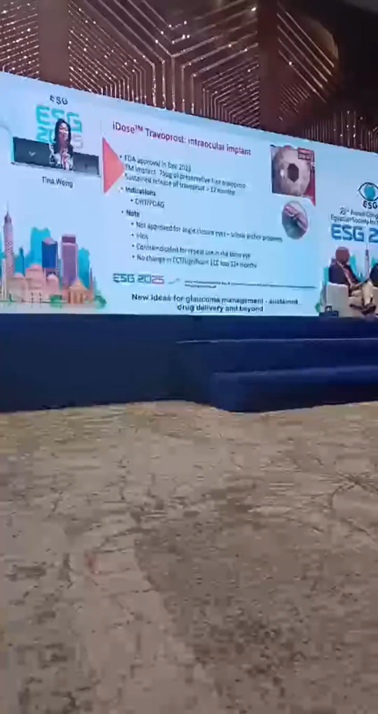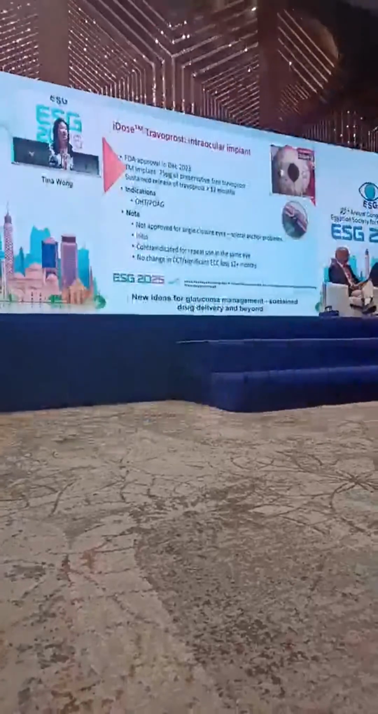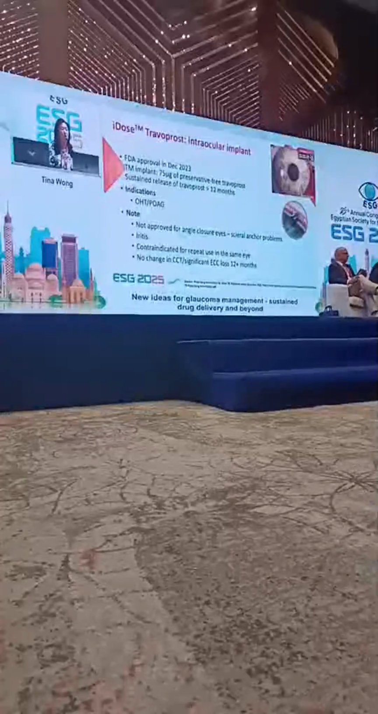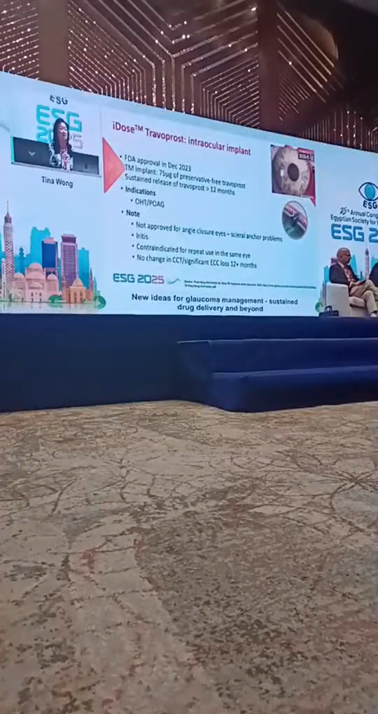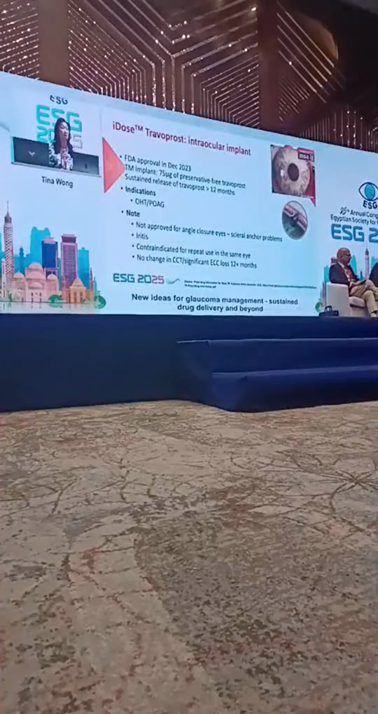The second one is iDose by Glaukos. This is a travoprost intraocular implant, and it was approved a few years ago. This implant has a similar application to MIGS, which is the eye stent. It's a surgical procedure; you have to take the patient into the operating theater. Again, it is only approved for open angle eyes, not angle closure, and this one particularly because of scleral anchoring problems of the device. Again, they can stimulate some iritis, at least in the initial few weeks of implantation. Again, it's not approved for repeat use. However, this device has not shown any endothelial cell loss, at least for 12 months or more.